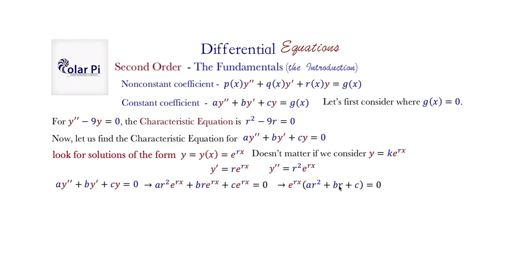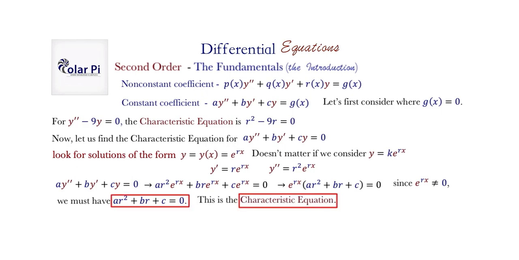Now, if this has to follow from claiming y equals e to the rx as a solution, notice that e to the rx is an exponential, it is never 0. So what has to be true if this is a solution is that this quadratic must equal 0. So this y will be a solution for whatever r solves this quadratic, and this quadratic here is what we call the characteristic equation, or the characteristic quadratic, or the characteristic polynomial. So very, very important. Okay, the characteristic equation.